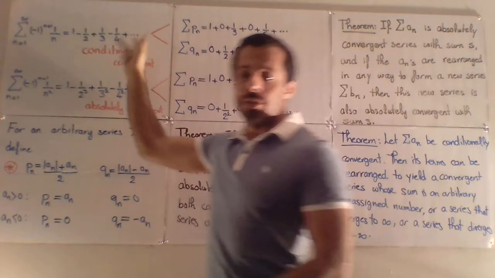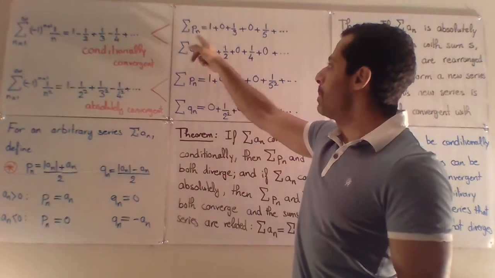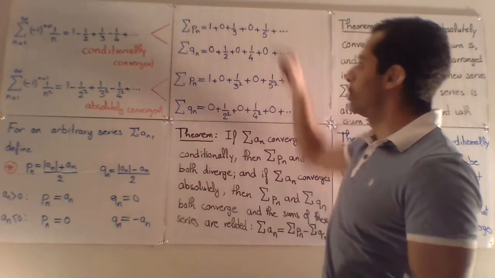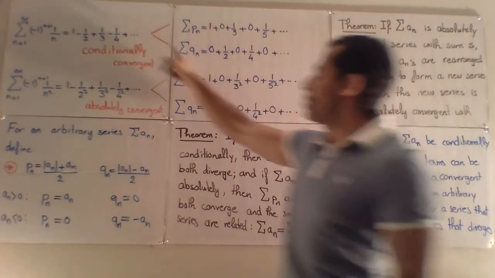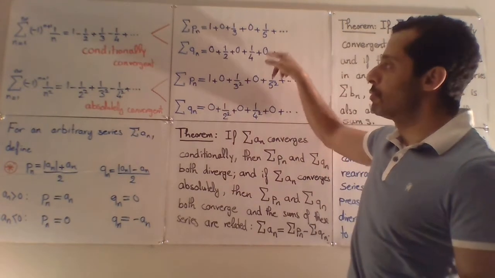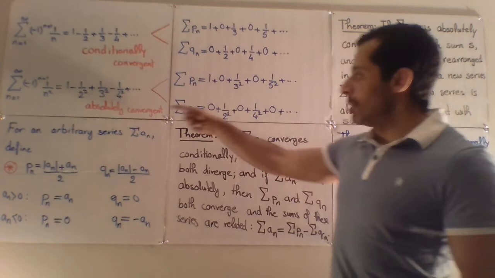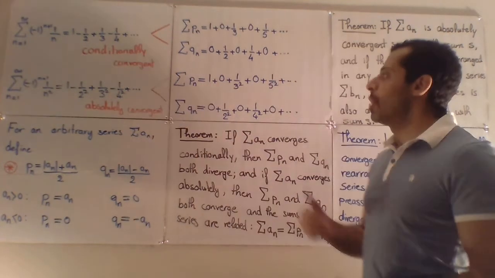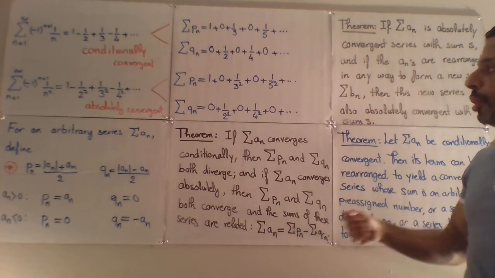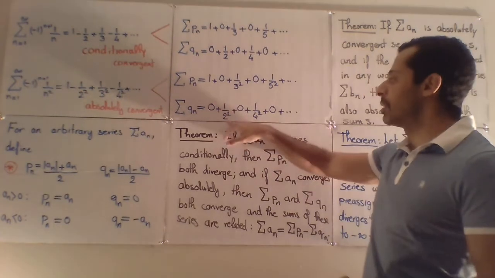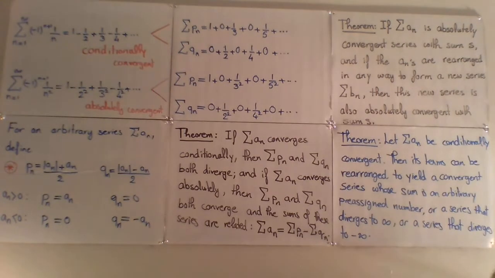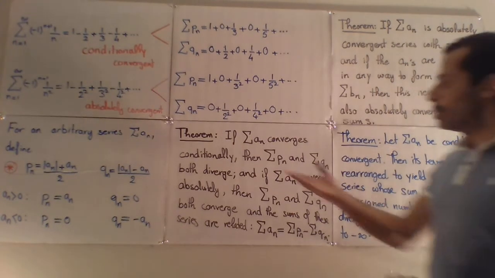So for example, on these two examples, sigma Pn is going to be the series 1 plus 0 plus 1/3 plus 0 plus 1/5, and so on. And sigma Qn will take the negative terms: 0 plus 1/2 plus 0 plus 1/4 plus 0. And on the second series, sigma Pn is going to be 1 plus 0 plus 1/3 squared plus 0 plus 1/5 squared, and so on. And sigma Qn is going to be 0 plus 1/2 squared plus 0 plus 1/4 squared plus 0, and so on.